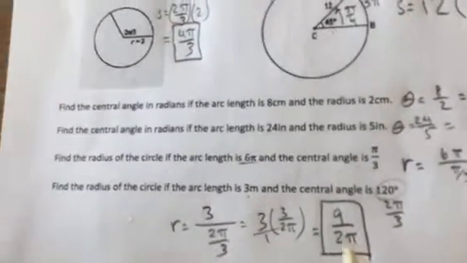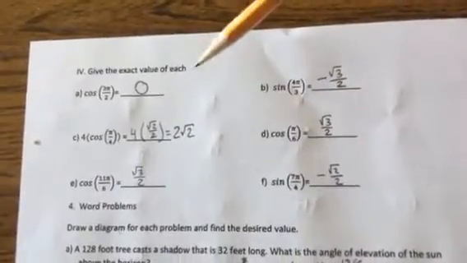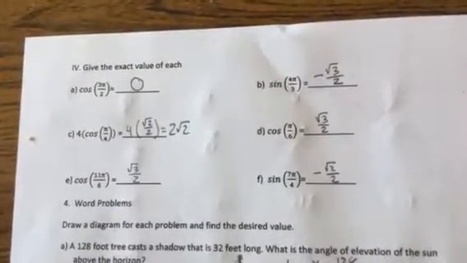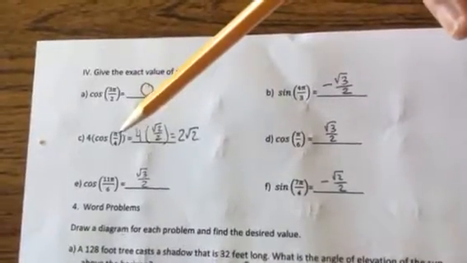But that is the radius of the circle, okay? Let's flip this over and do the last set of problems. The first group here up at the top of the page is all just stuff right off the unit circle. The only one that you had to kind of do anything to is this one right here, where it's 4 times the cosine of pi over 4.